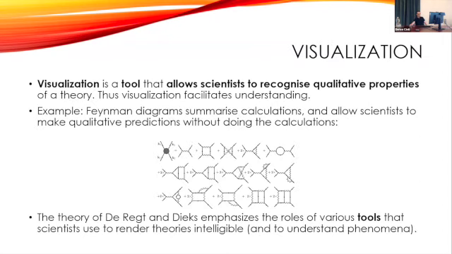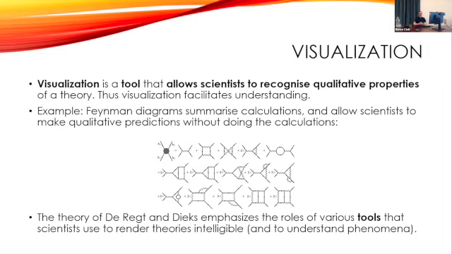So how does visualizability become a tool for understanding? Visualization is a tool that allows scientists to recognize these qualitative properties of a theory, precisely as in De Regt's criterion for the intelligibility of theory. So visualization facilitates understanding for that reason, because it makes the theory intelligible. It makes it more attuned to the skills of the scientific community.